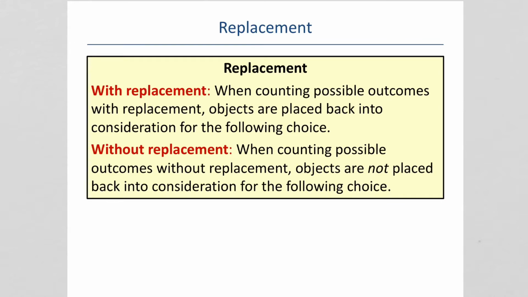Replacement. When counting possible outcomes with replacement, objects are placed back into consideration for the following choice. When counting possible outcomes without replacement, objects are not placed back into consideration for the following choice. So like if you're choosing a red from a bag of M&Ms, with replacement would be if you pick an M&M out and then you put it back. Without replacement would be you pick an M&M out and you eat it, so it's not there anymore.